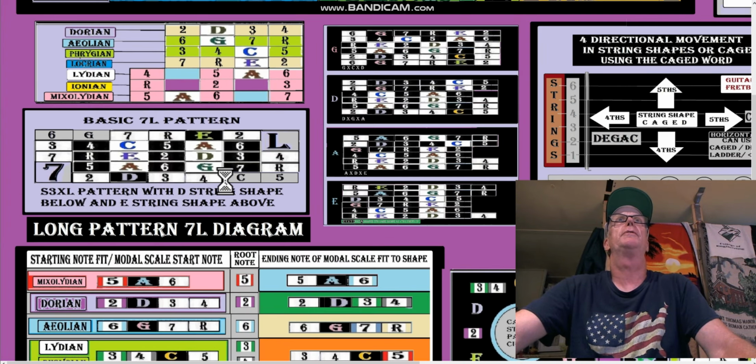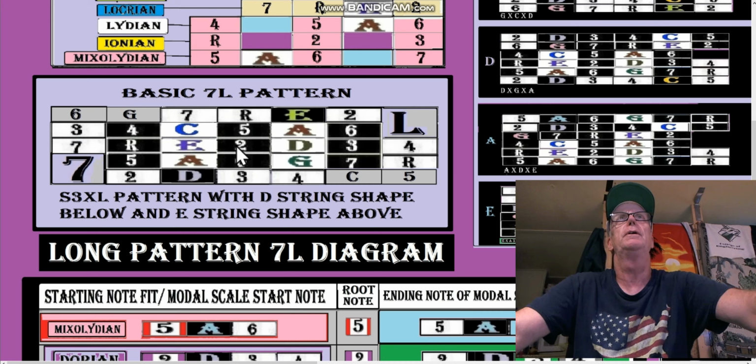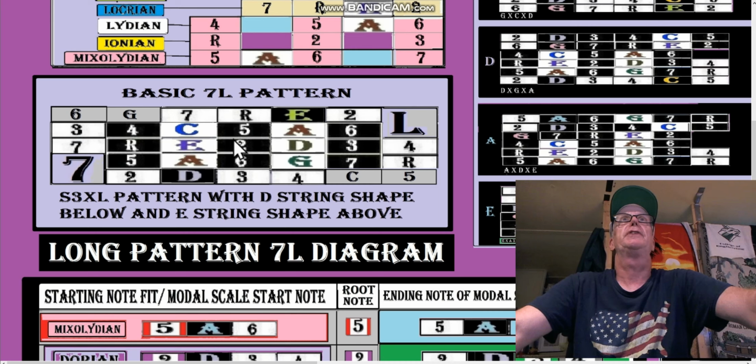It's important to realize that now with the string shapes, instead of looking at this as an S3L here, which would be 2, 3, 4, 5, 6, 7 root 2, we look at it as just a D to a C, A to G, here's CAGED, C, A, G, E, D in string shapes. The D string shape being 2, 3, 4, the C string shape being 3, 4, 5, the A string shape being 5, 6, the G string shape being 6, 7 root, and the E string shape being 7 root 2.